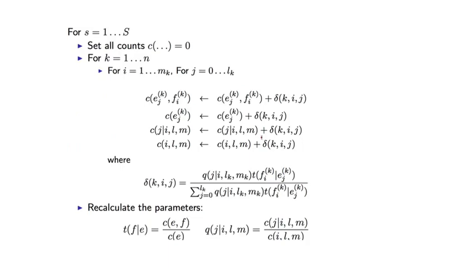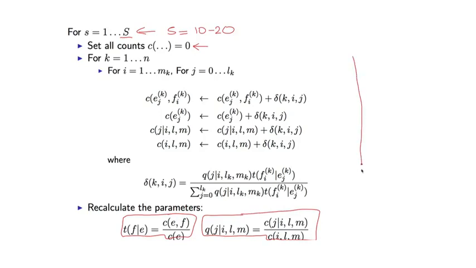Then the algorithm proceeds as follows. We take capital S iterations over the data. And as I said before, S might typically be 10 to 20 for training these IBM models. At each iteration, we first set all of our counts equal to 0. At the end of the iteration, we're going to recalculate the T and Q parameters based on the counts that we calculate. And in this middle portion, I'm going to describe how the counts are actually calculated.